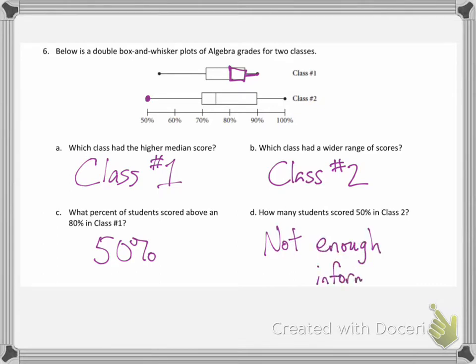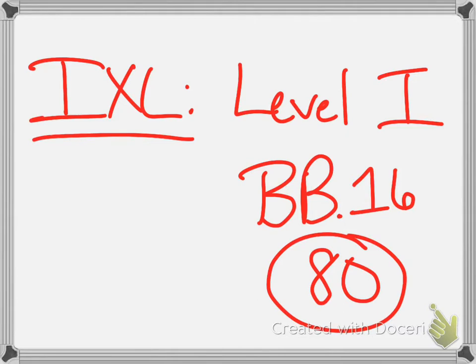So that's one of the downfalls of a box and whisker. If you're looking for individual data points, you're not going to get that from a box and whisker. So that's just something to keep in mind with that. That's probably not a question you'll run across in the IXL, but it's just information about it. So with that all being said, 1 IXL again, we're still in level I.